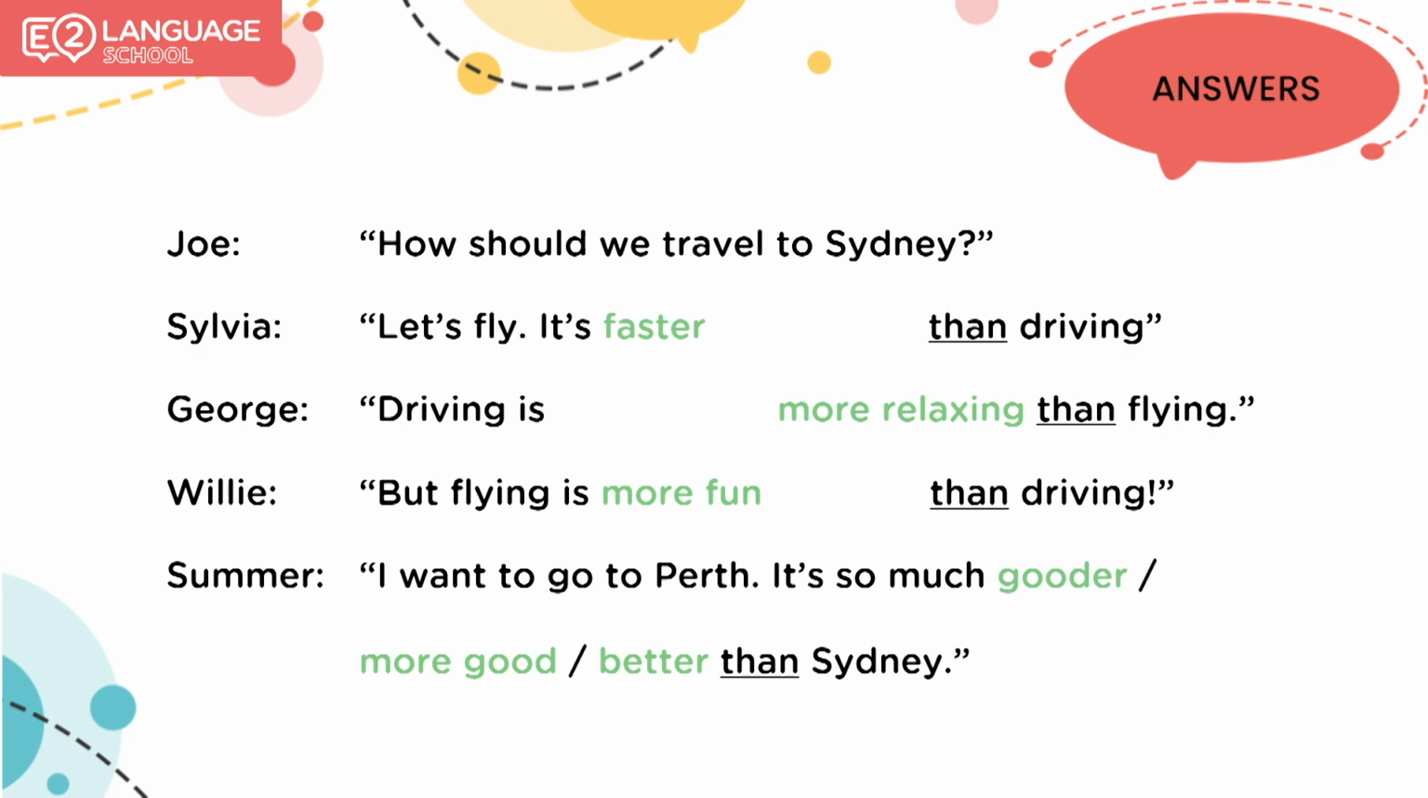And then Summer finishes the conversation by saying, "Well, no, I want to go to Perth. It's so much better than Sydney." So here we have another irregular adjective.